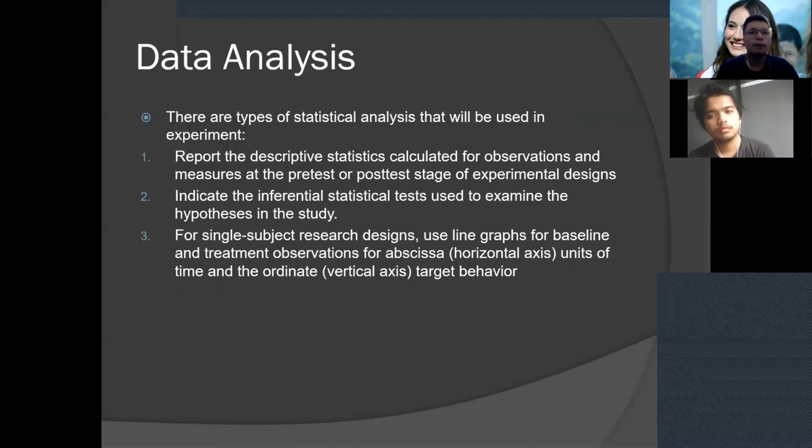And for the third one, for single subject research design, use a line graph for baseline and treatment observations, with the abscissa, the horizontal axis, showing units of time, and the ordinate, the vertical axis, showing the target behavior. If you know the x and y diagram, that's the horizontal axis and the vertical axis. You can draw the calculation in there, so you have to make the x y diagram.